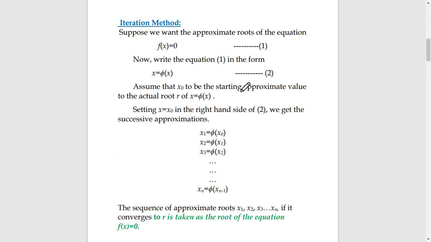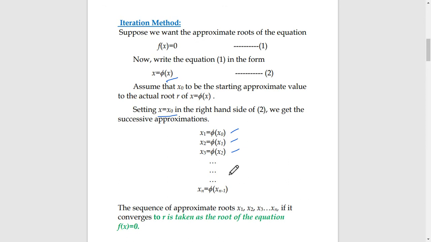Assuming x naught is the starting approximate value, we replace x by x naught in the RHS of equation 2, then we get the first iteration. So the first iteration x1 is equal to phi of x naught, the second iteration x2 equal to phi of x1, the third iteration x3 equal to phi of x2, and so on.